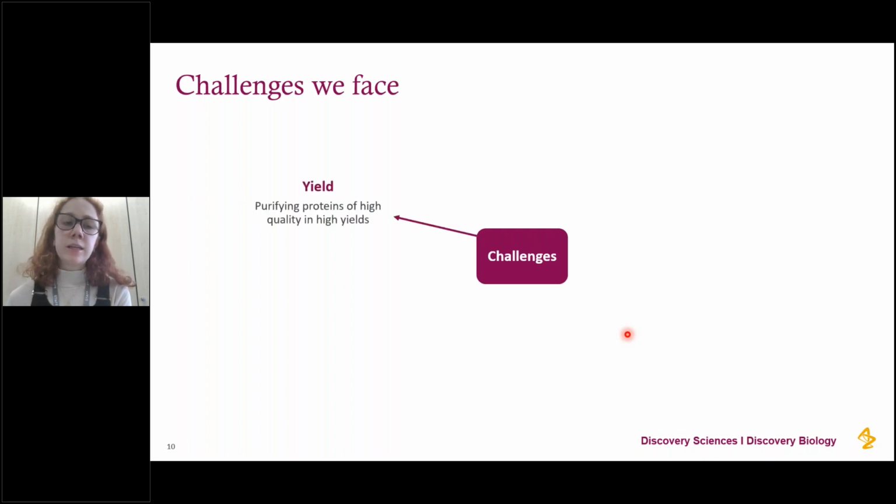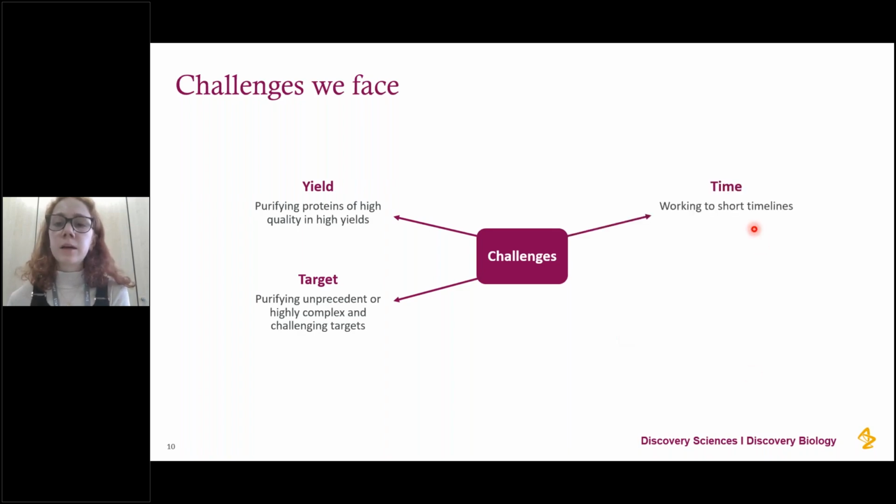The first of this is not only do we have to produce proteins of high quality, we also have to produce high yields. This can be multiple milligrams of protein for a request. Then next, our project portfolio is becoming increasingly complex. So we're faced with having to express and purify unprecedented or highly complex and challenging targets.